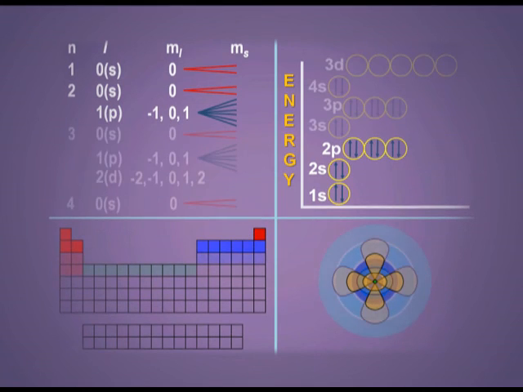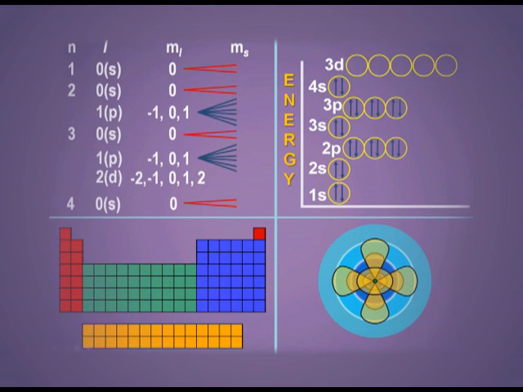You can also see how elements like boron, carbon and nitrogen are placed in the periodic table. You can also see the p orbitals, these are dumbbell shaped. While writing the electronic configuration, as the atomic number increases, the number of electrons will be increasing.